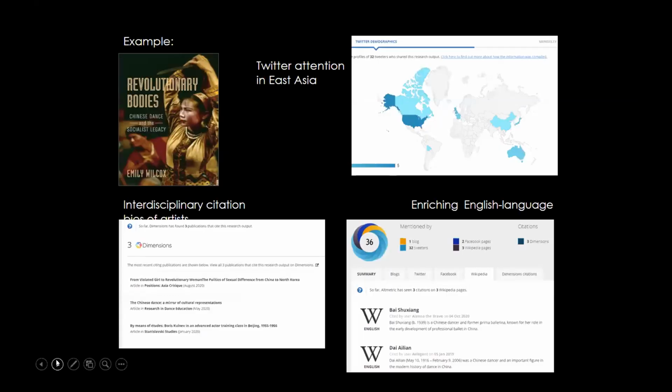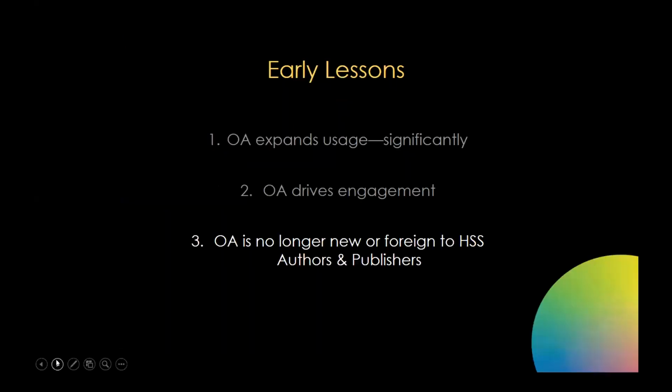And then this is just a little indicator of that same book, Revolutionary Bodies, also a Tome book: the Twitter attention and the different places where that has happened. So we're really beginning to see with these books, on maybe really narrow subjects, that they get picked up in surprising ways. Next slide, please.